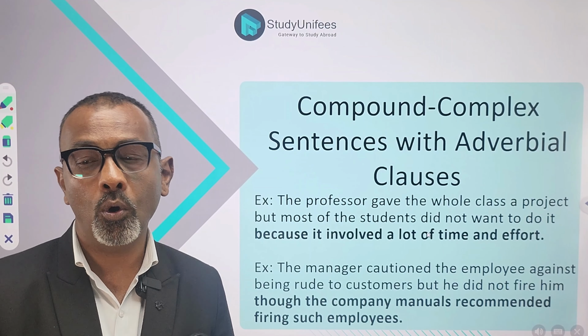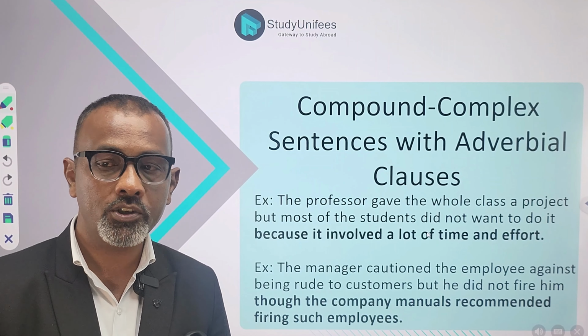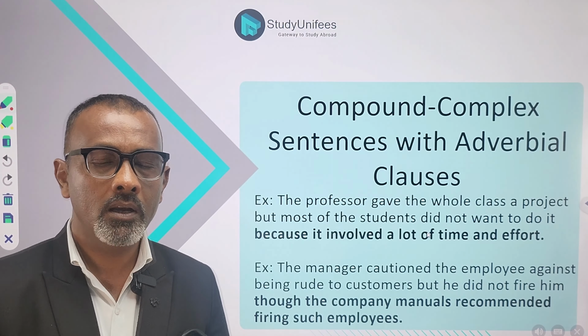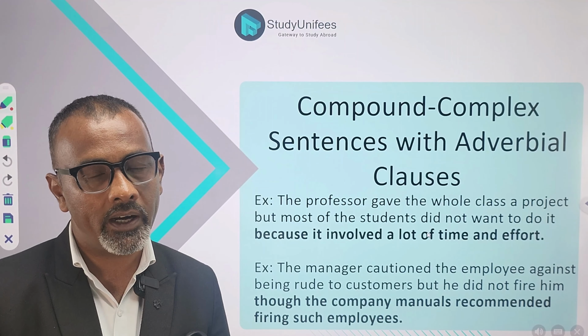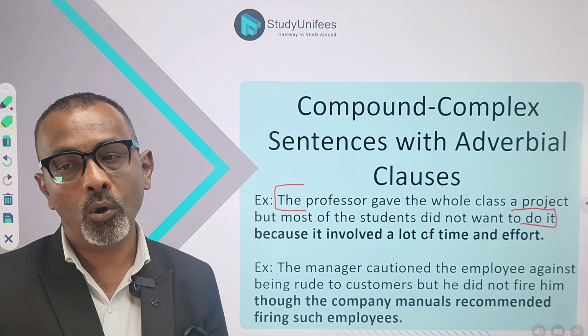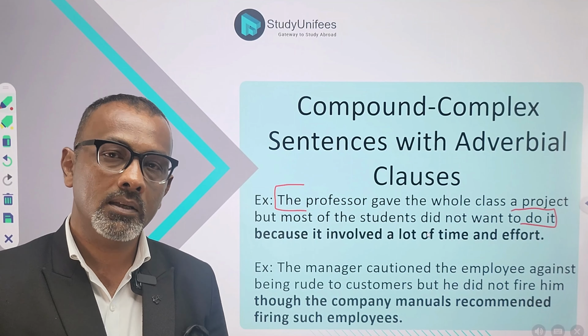The professor gave the whole class a project, but most of the students did not want to do it because it involved a lot of time and effort. First, let's identify the compound element. And this is the compound element. The first independent clause is, the professor gave the whole class a project. The second independent clause is, most of the students did not want to do it. In between, there is a coordinating conjunction, but.